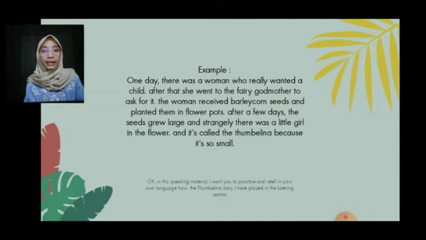One day, there was a woman who really wanted a child. After that, she went to the fairy godmother to ask for it. The woman received barley seeds and planted them in flower pots. After a few days, the seeds grew large, and strangely there was a little girl in the flower, and she is called Thumbelina because she is so small. Okay, like that, guys.